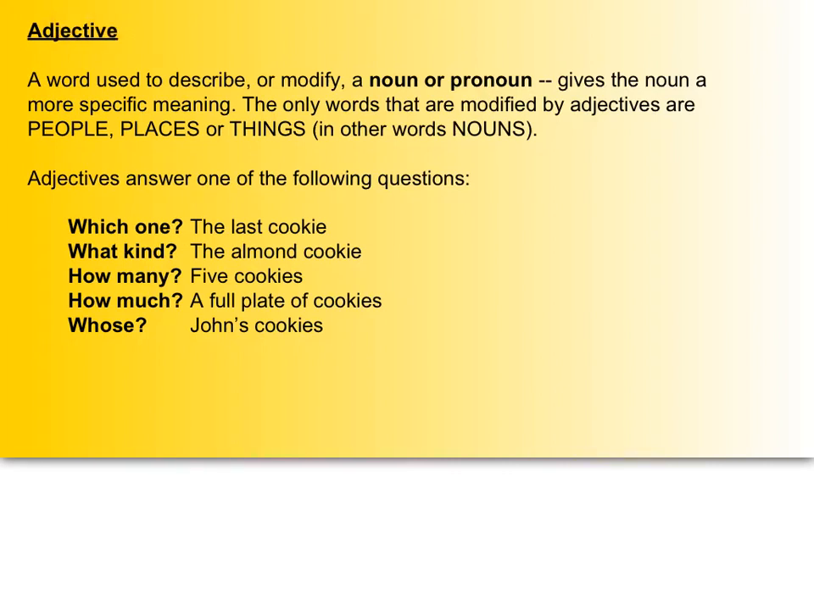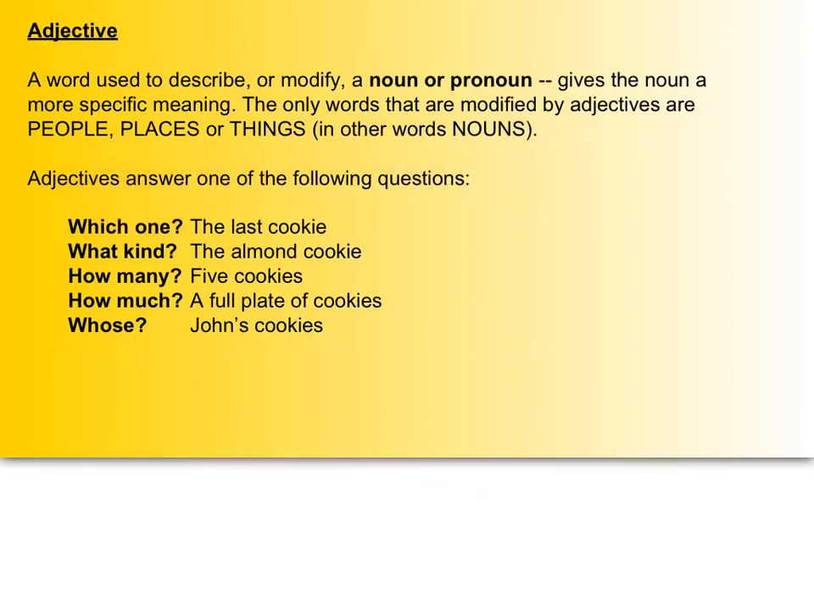An adjective is a word used to describe or modify a noun or pronoun. It gives the noun a more specific meaning. The only words that are modified by adjectives are people, places, or things. In other words, nouns. Adjectives answer one of the following questions.